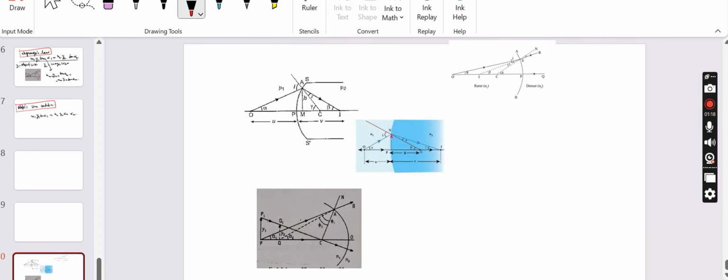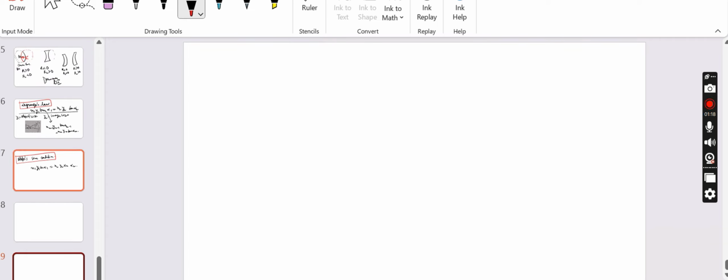Now let me discuss some questions. Some questions are basically theoretical. I have discussed the theory for so long just so that you can understand these questions better.